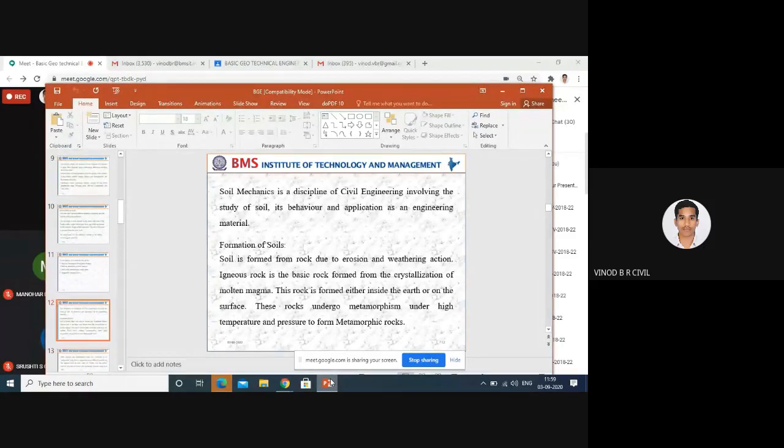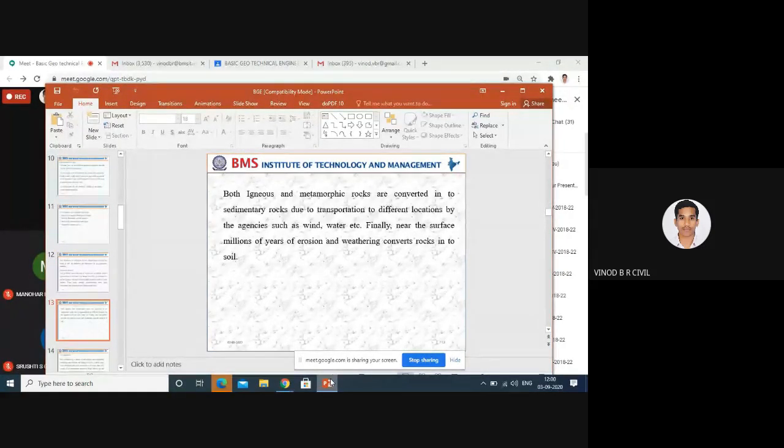As we know, there are three different types of rocks: igneous rock, metamorphic rock, and what is the one more? Can anyone say? Sedimentary rock, exactly. Sandstone is a good example of sedimentary rock. Both igneous and metamorphic rocks are converted into sedimentary rock due to transportation to different locations, and the transportation agents are wind, water, air, etc.